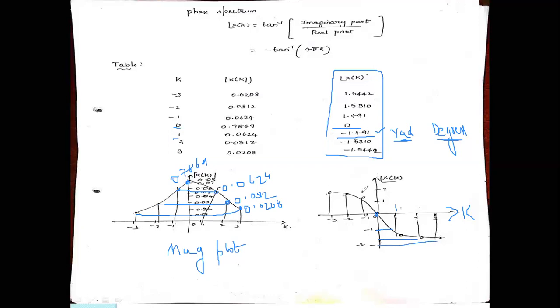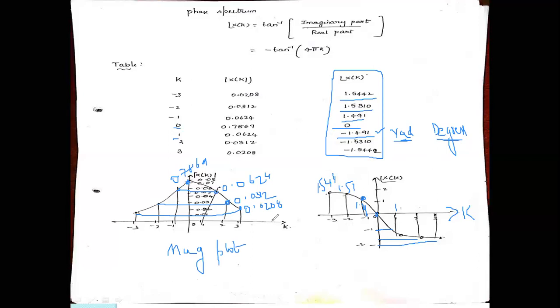And now it is the same for the positive values also. Minus 1 is 1.4, my dear students, and it increases to 1.53. Still it goes on increasing, 1.544. Okay.